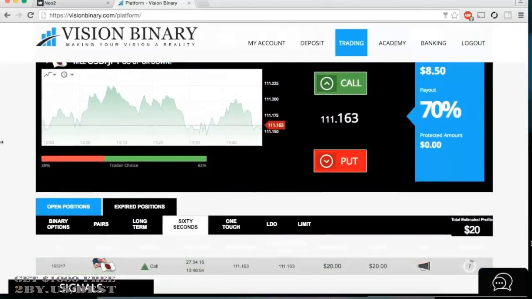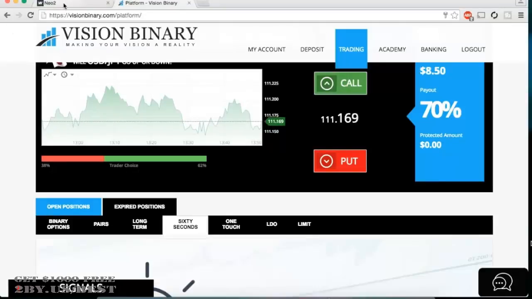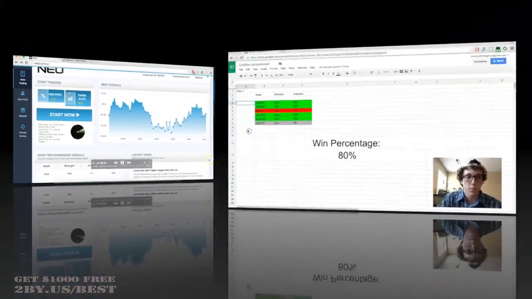Okay, so this trade is riding the edge, and it was a 60-second trade, so a little more risky than usual. Let's just wait and see what's going to happen. It doesn't look good, but our fingers are still crossed. The system is validating it, and it looks like the trade... oh, it was a tie. Okay. No harm, no foul there. Didn't hurt our win percentage, so let's calculate exactly how we did today.